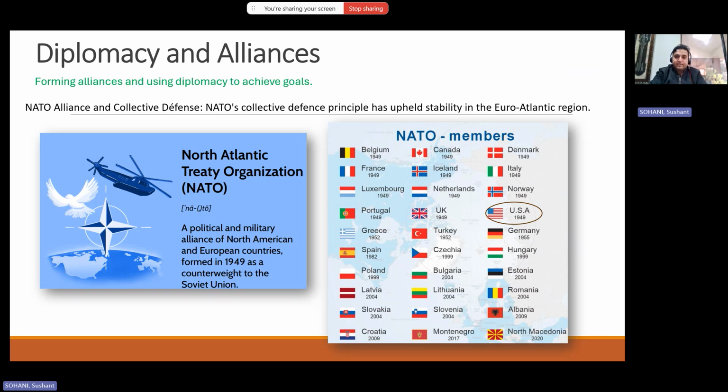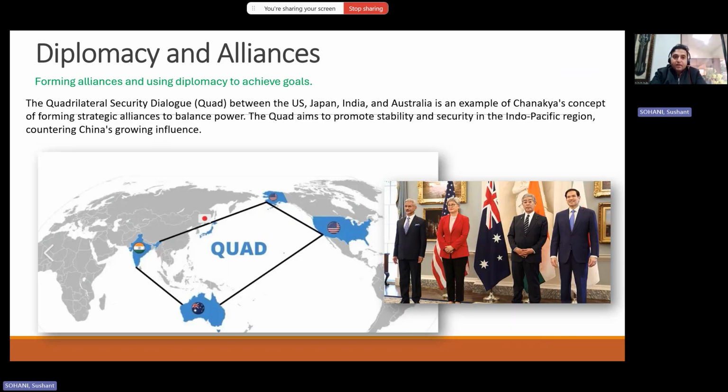So let's see the second example. It's called Quad. You can see this Quad on the world map. The four countries which are part of this Quad alliance are the United States, then India, Australia, and Japan. You see two US because this is the US and this is Hawaii. Both are US, and Japan is here. So it actually forms a Quad-like structure. That is why it is called Quad.